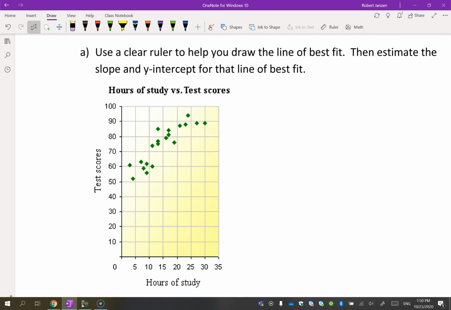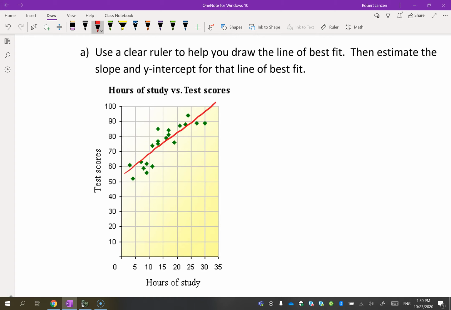The old-fashioned way, or the maybe grade 7, 8, 9 way, maybe in science, you used a ruler. So you would plot these points and you would use a clear ruler to help you draw a line of best fit. Remember, the line of best fit is supposed to best represent this data. It's not trying to go through each of these points. You can't do that. We're trying to say, generally speaking, what's the pattern here?